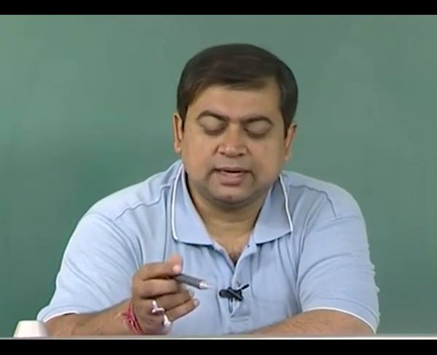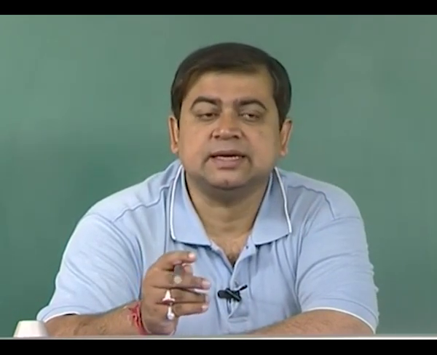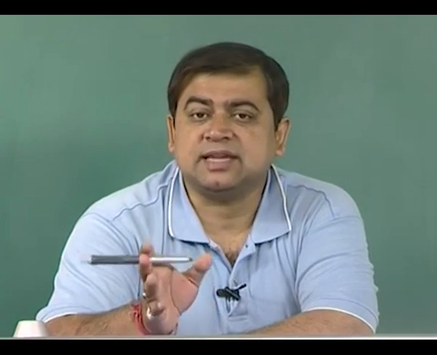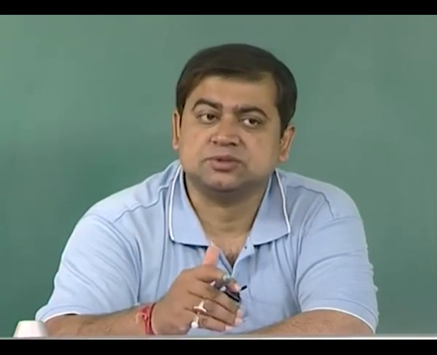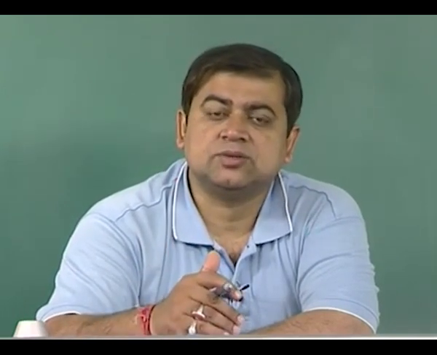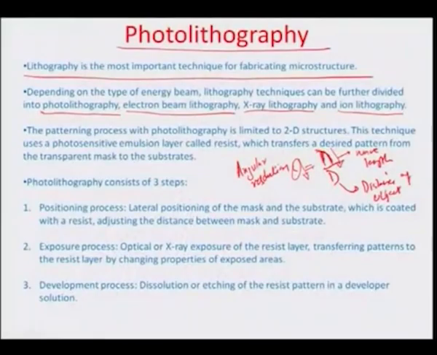If you look at how photolithography is placed, there are really three steps. One is the positioning process, where the lateral positioning of the mask and the substrate, which is coated with the resist, is made, adjusting the distance between the mask and the substrate. Then there is an exposure process, where the optical or X-ray exposure of the resist layer is made, thereby transferring the patterns from the mask surface to the resist layer by changing the properties of those exposed areas.